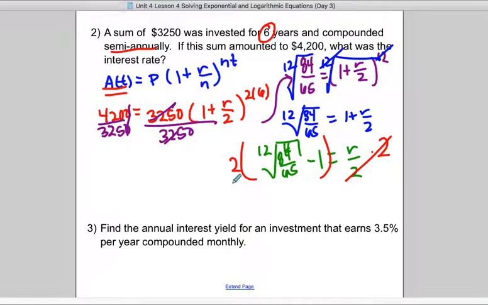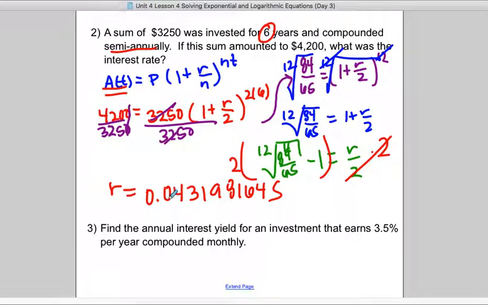All right, so on your calculator, you do 2 parentheses. Then you're going to type 12. Then you're going to go math and go down to your x root, which is your 5 button. And then you do 84 divided by 65. Then to get out of your root, use your arrow over and then minus 1. End your parenthesis. And you should get that r is equal to 0.043198. I'm just writing it all out at this point, but there it is.